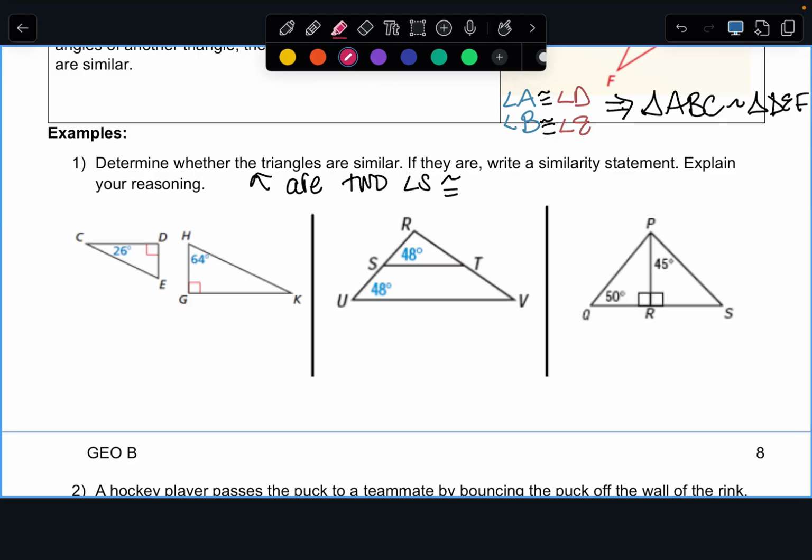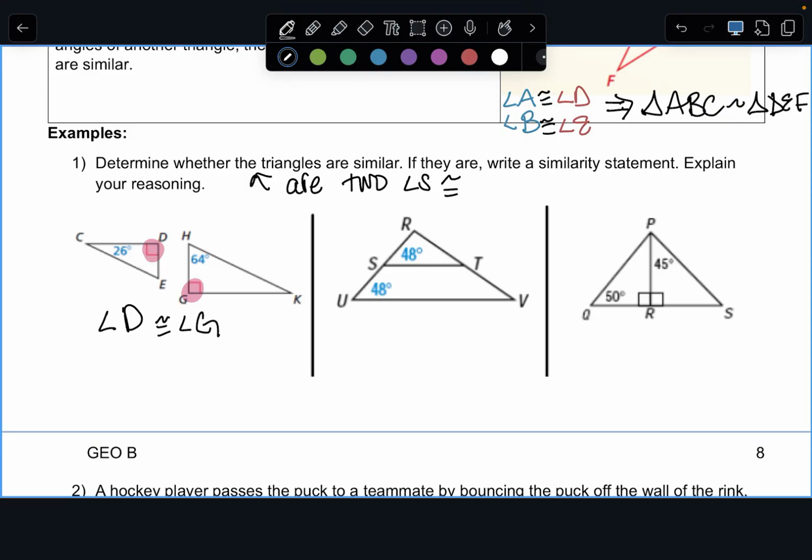Does anyone see right off the bat two angles that are the same? Yes. Which ones? The right angles. Okay, so that's one angle. We have angle D, congruent to angle G. The other numbers that were given for our angles aren't the same. We have 64 and we have 26. Those aren't the same. However, we have two unknown angles.